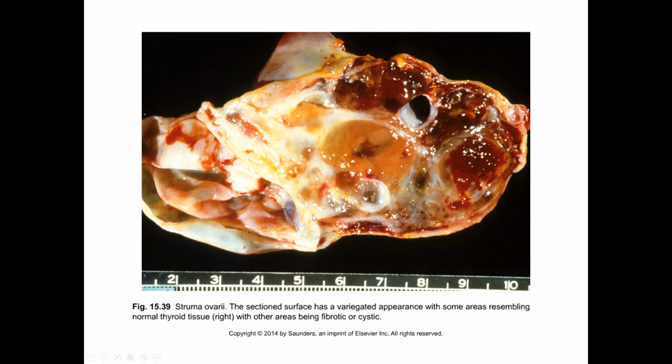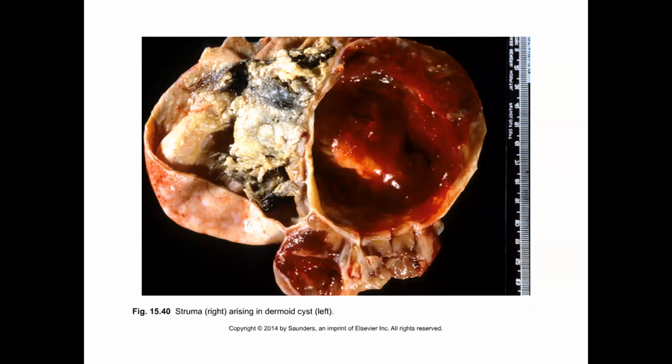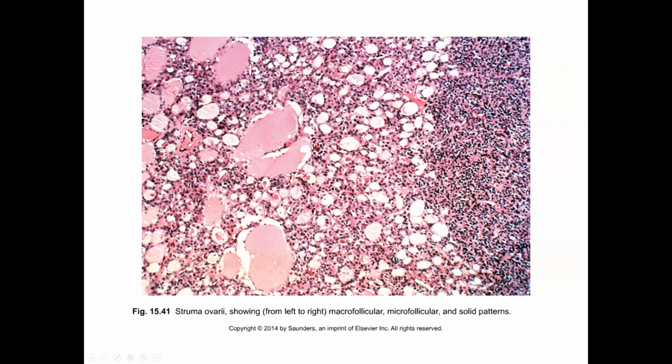Here is a nice example, and this is one that's potentially associated with a mature teratoma over here on the left. And here you see the very gelatinous follicular tissue on the right that is characteristic of struma. Here's another example with more mature sebum and hair over on the left, and this very gelatinous, solid and follicular type parenchyma on the right.